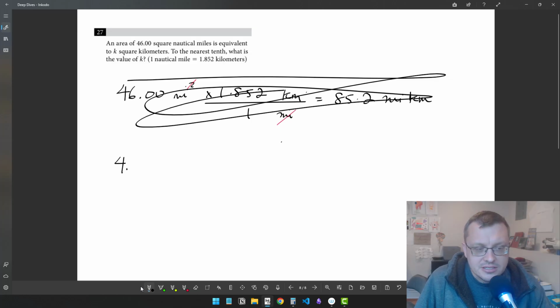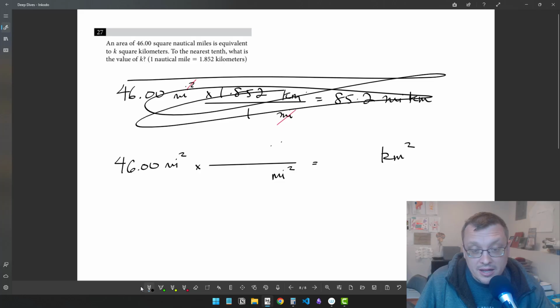So let's delete all this. Let's write 46.00 miles squared. And then we're going to do our conversion, right? We want to convert to the nearest tenth. What is the value of k? So we want to convert from miles squared to kilometers squared. What I need to do from a unit perspective is I need miles squared on bottom and I need kilometers squared on top so that the miles squared units cancel and I'm left with my kilometers squared, which is the goal. Now that I have my units in place, what numbers do I put in?